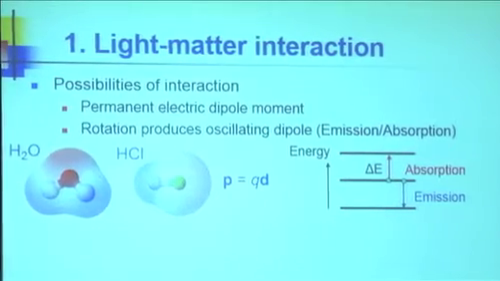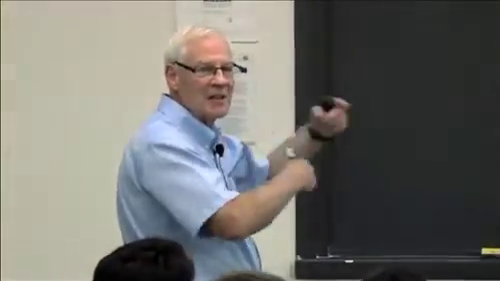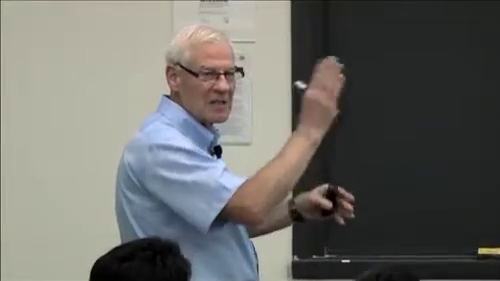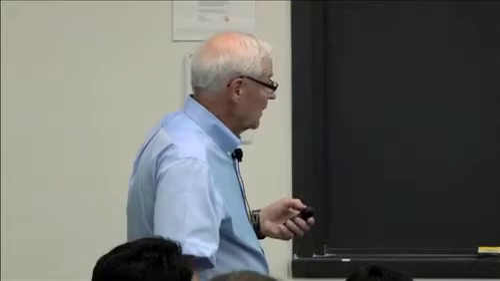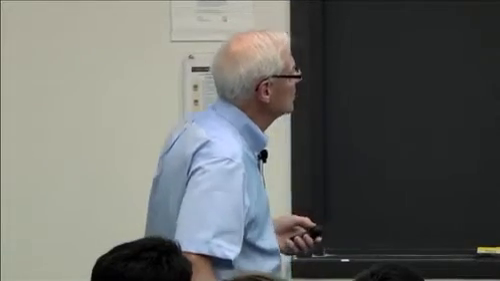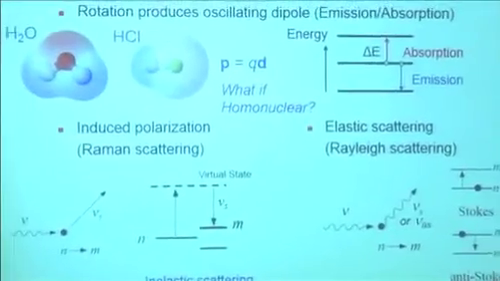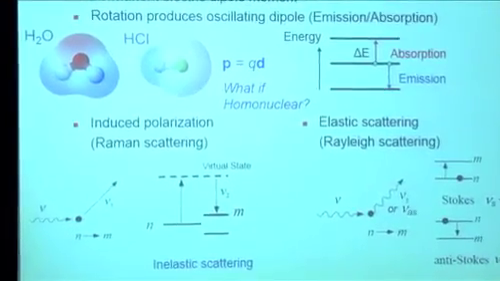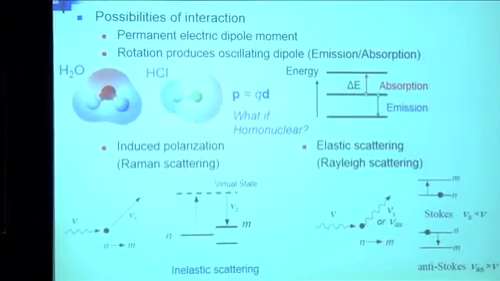Now, if it were homonuclear, would it be oscillating? Homonuclear has the same charge on both ends. You can't tell that it's rotating if you can only see the electric dipole. You can't see it. There isn't any. Now we can make it active, but that's a subject for something else. So if it's homonuclear, then it will not have this effect. And therefore, the rotations of the homonuclear molecule will not emit or absorb light.